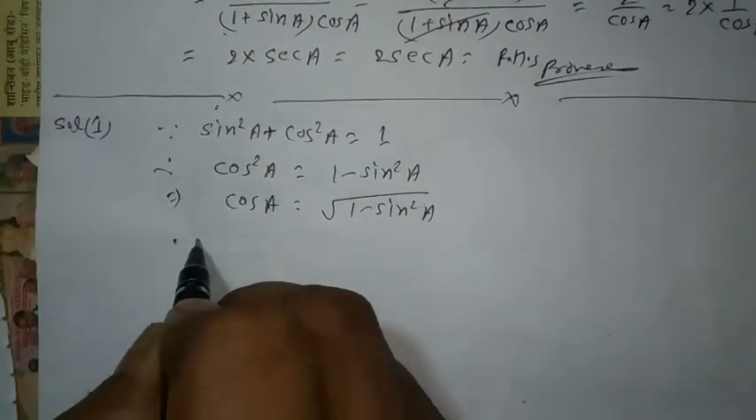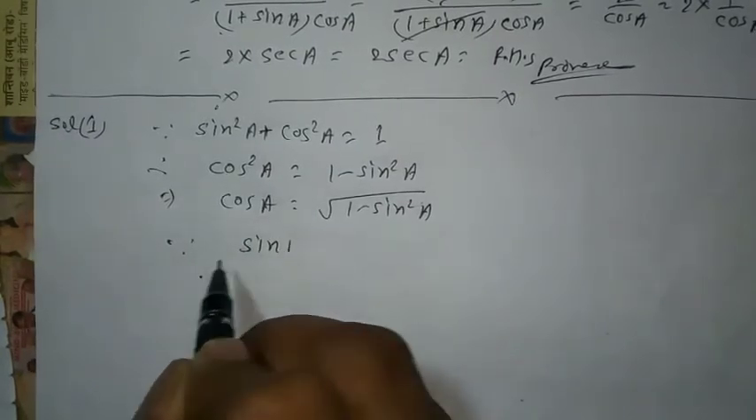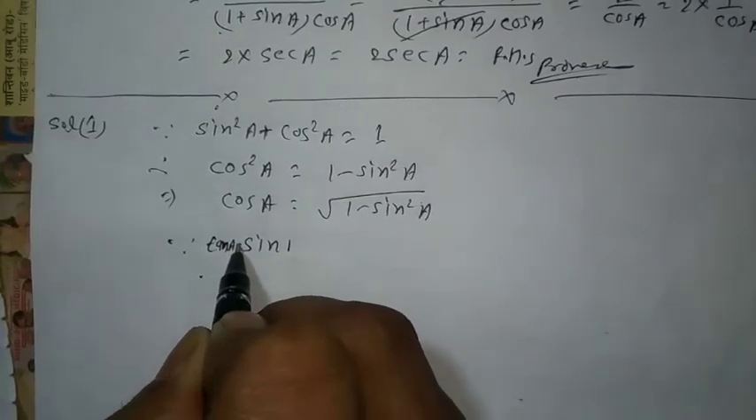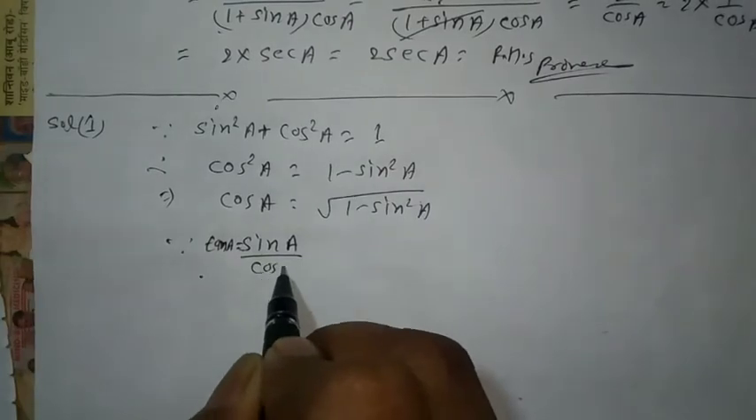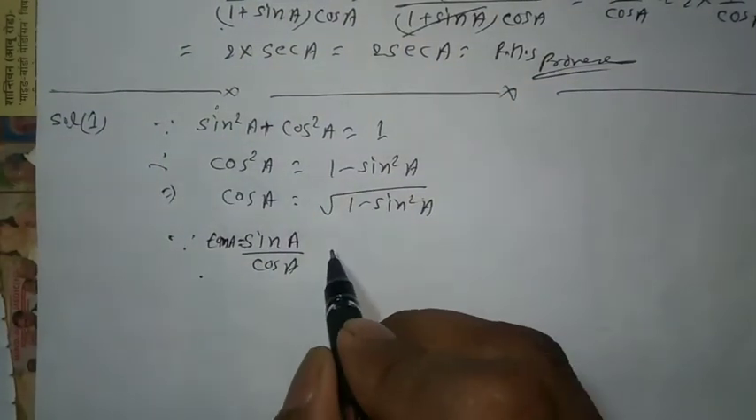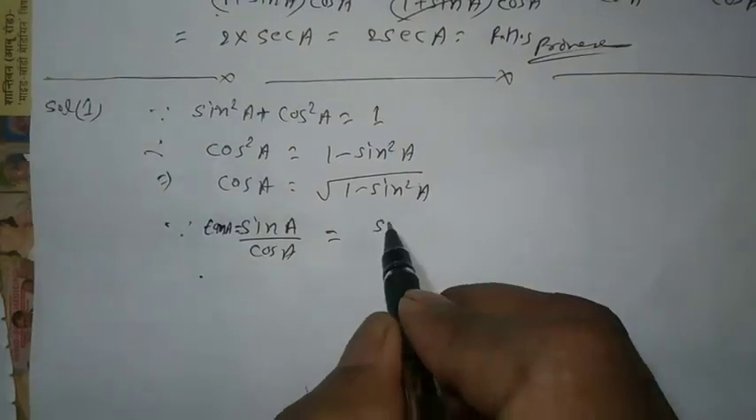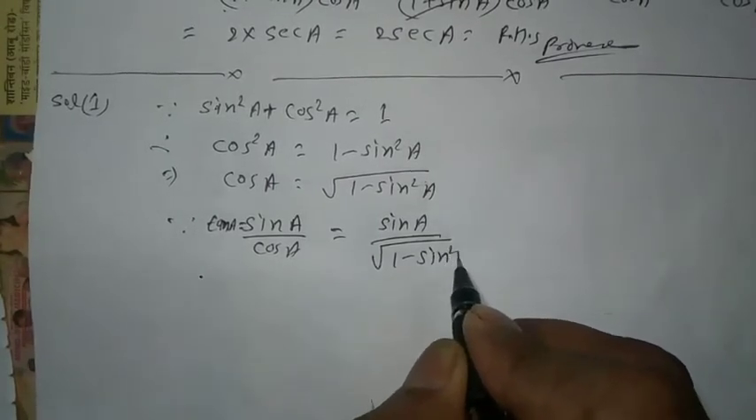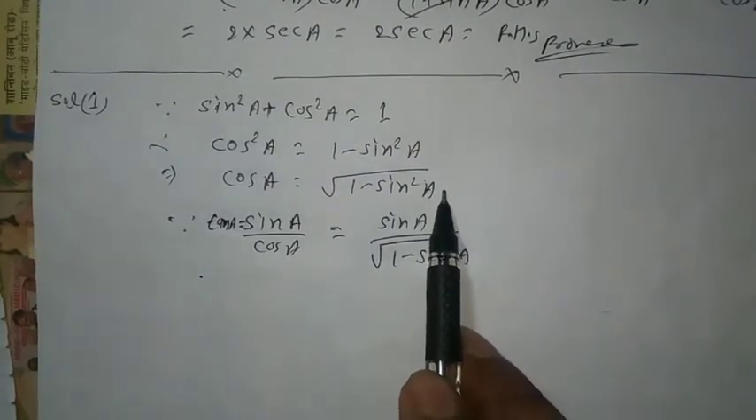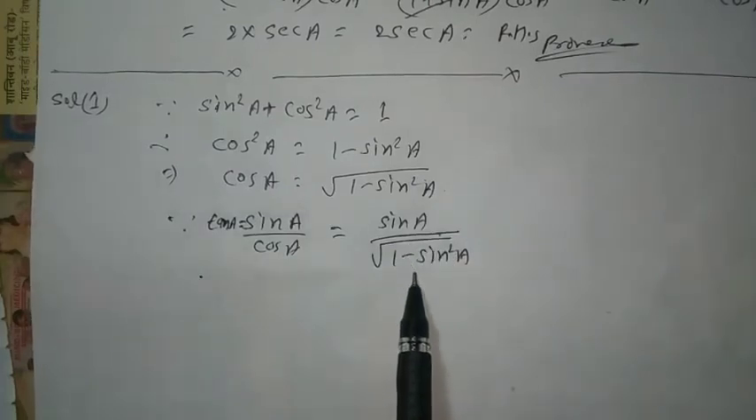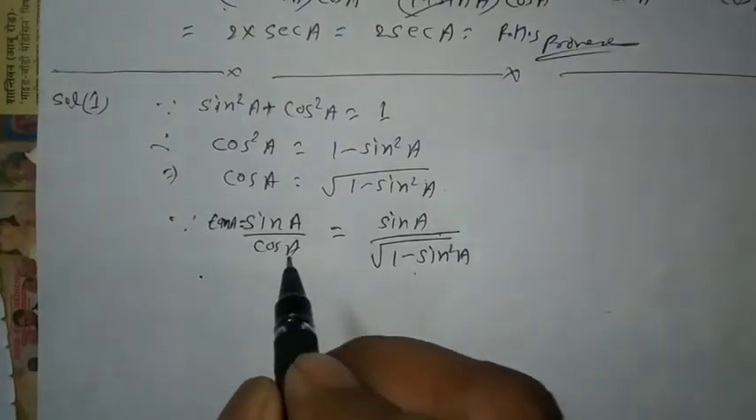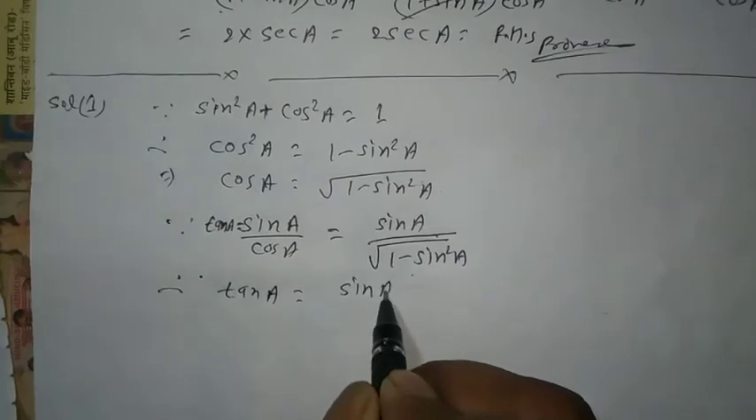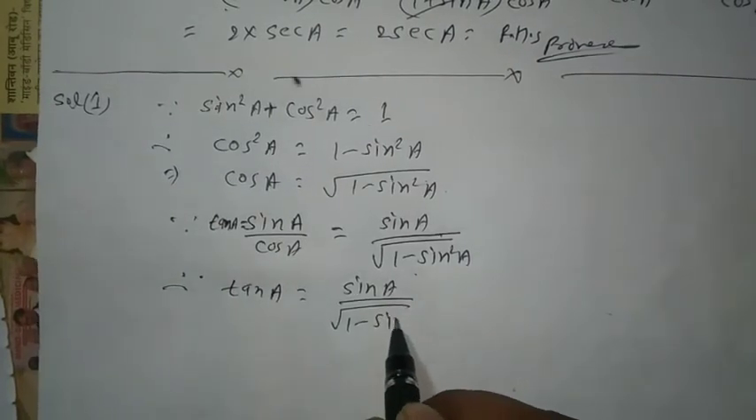Again, because tan A is equal to sin A by cos A, which is sin A by root under 1 minus sin square A. This is also in terms of sin A. Therefore tan A is equal to sin A by root under 1 minus sin square A.